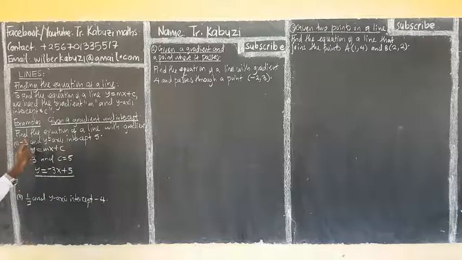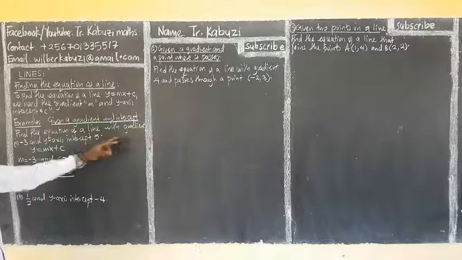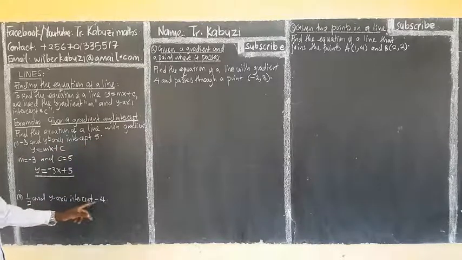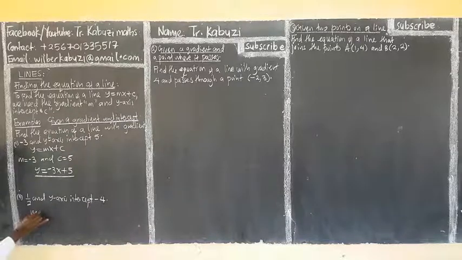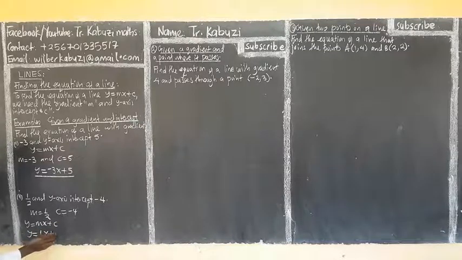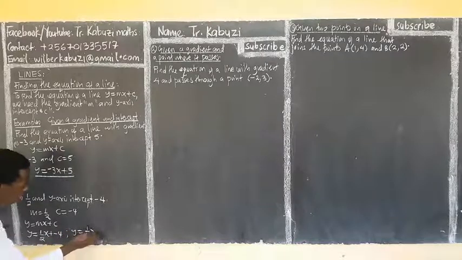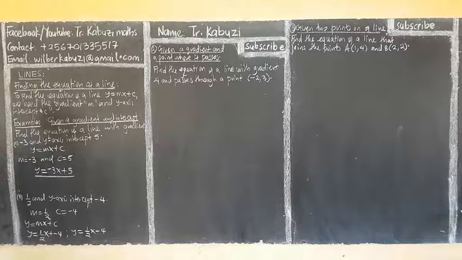Then this one, the same, they are giving me now the gradient half and y-axis intercept -4. So here my m is a half. Here my c is -4. So I put in my equation, where my equation is y equal to mx plus c. So my y will be a half x now plus -4, which is going to be the same as y equal to half x minus 4. Negative and positive, you get a negative. Some people go on to simplify, but it's okay if you leave it there.